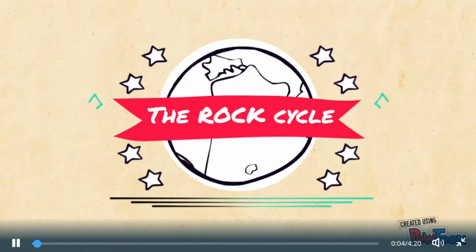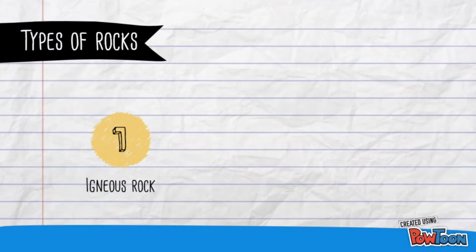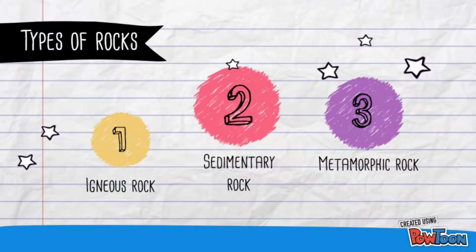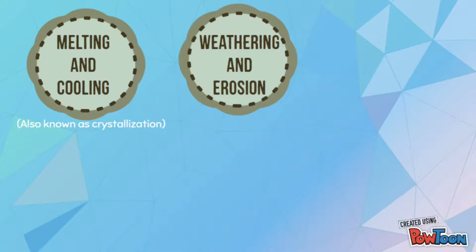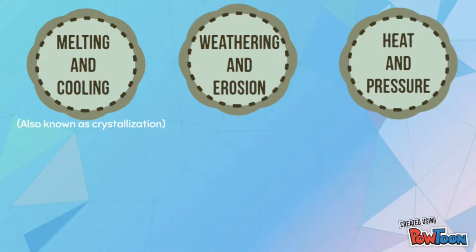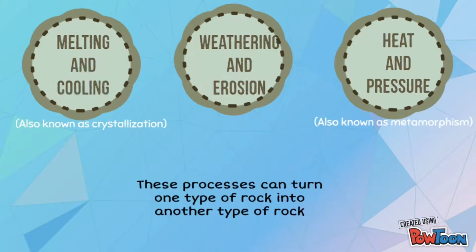Today we're going to learn about the rock cycle and the key processes of the rock cycle. So, there are 3 different types of rock: igneous rocks, sedimentary rocks, and metamorphic rocks. And the 3 major key processes of the rock cycle are melting and cooling, also known as crystallization, weathering and erosion, and finally, heat and pressure, also known as metamorphism. These processes can turn one type of rock into another type of rock.